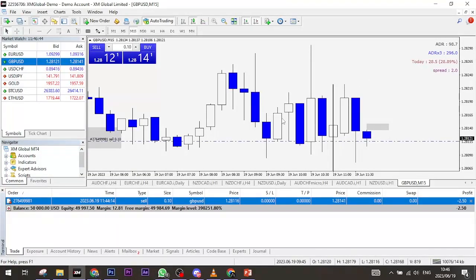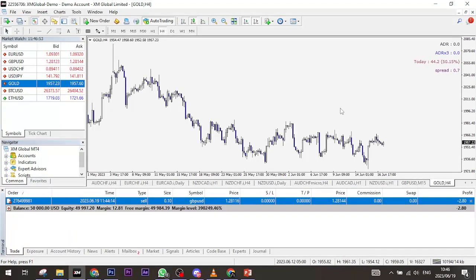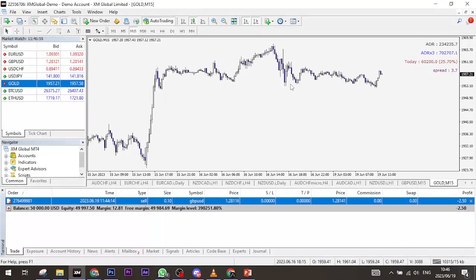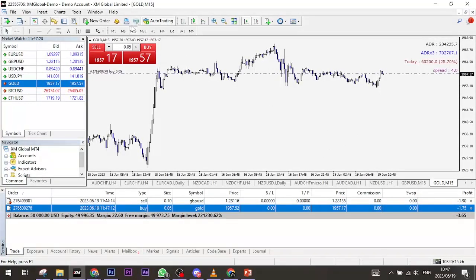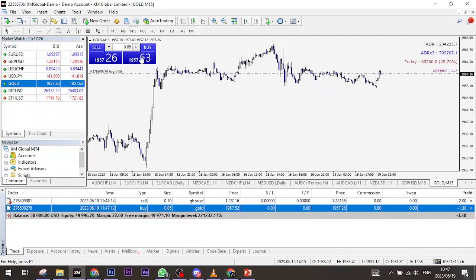Let me make an example of a buy position. Let's look at gold here. Okay, now looking at gold, let's say I'm expecting price of gold to actually go up. If this is the case, then I'm gonna place a buy order. This time I'm gonna decrease my lot size to 0.05. I'm gonna place a buy here, and then you can see that here's my active gold order here.